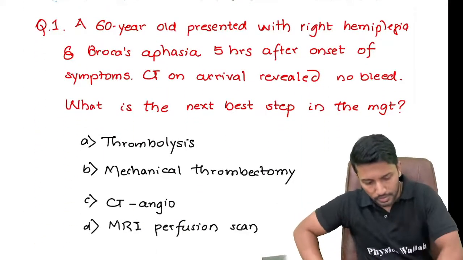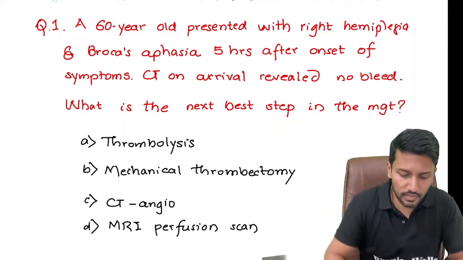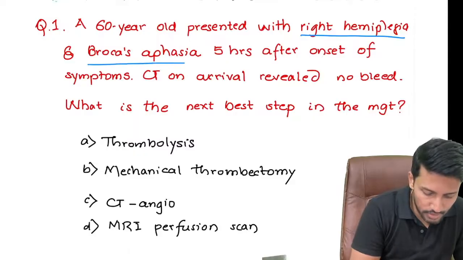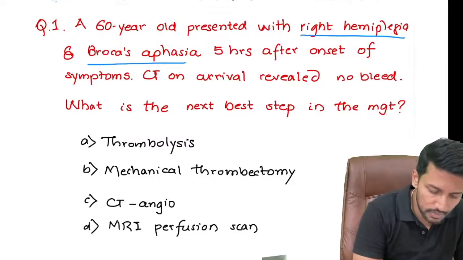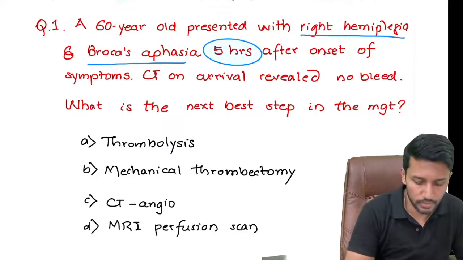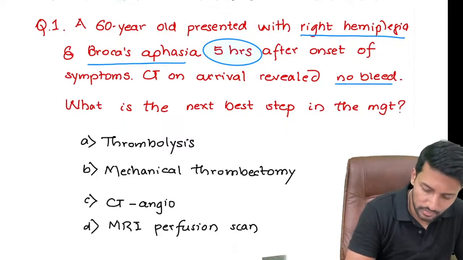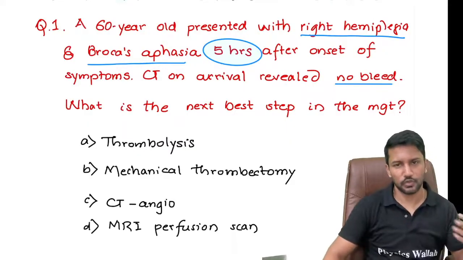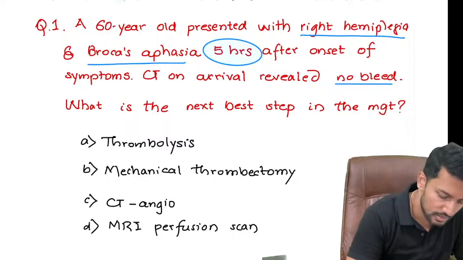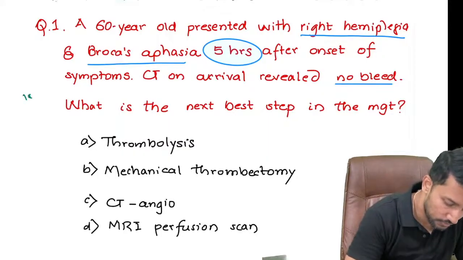So here is the question number 1. A 6-year-old presented with right hemiplegia and Broca's aphasia 5 hours after the onset of symptoms. CT on arrival, obviously we will be doing non-contrast CT, which should show no bleed. So now we know that this is an ischemic stroke, right? From this, we can understand that this is a question of ischemic stroke.